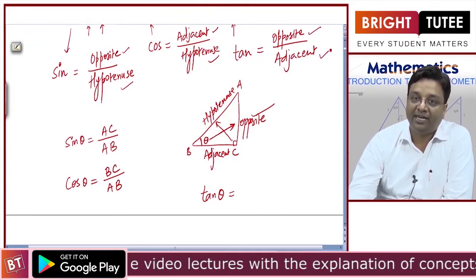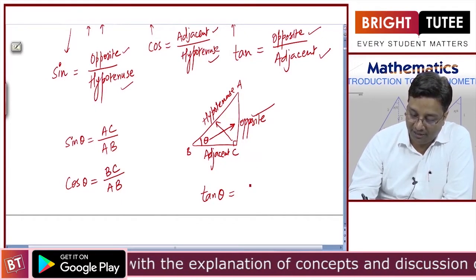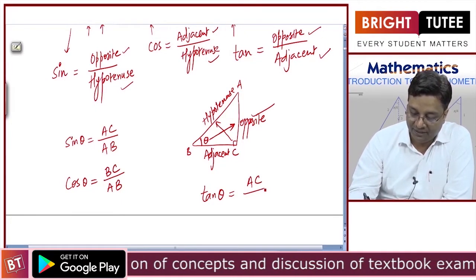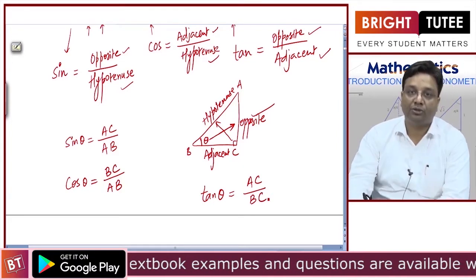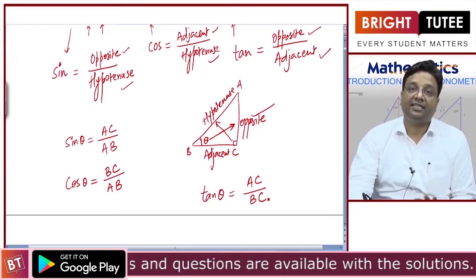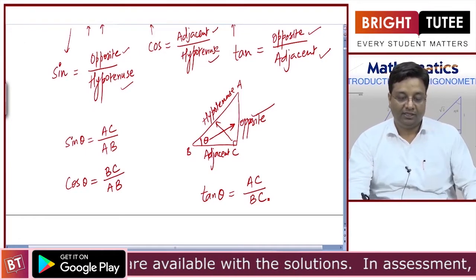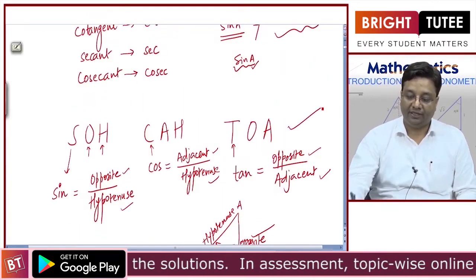It is opposite by adjacent side. What is the opposite side? Opposite is AC. And what is the adjacent side? It is BC. So tan of theta is AC upon BC, right? So this mnemonic is very, very important.